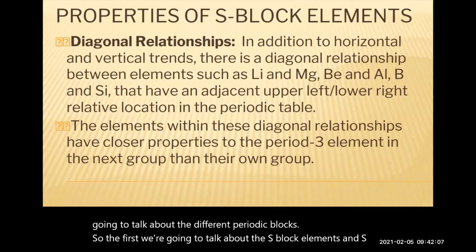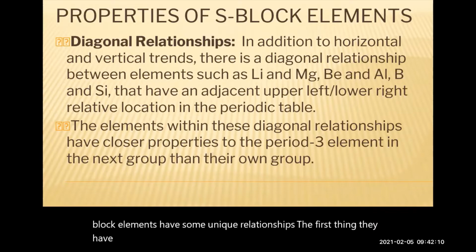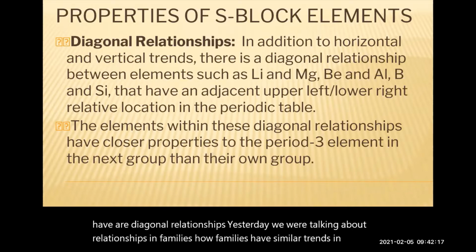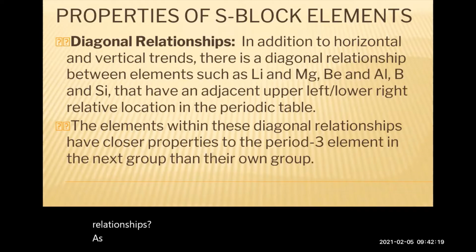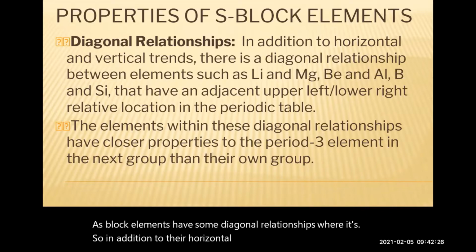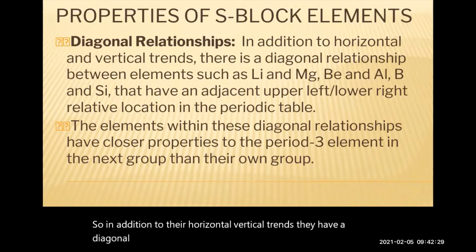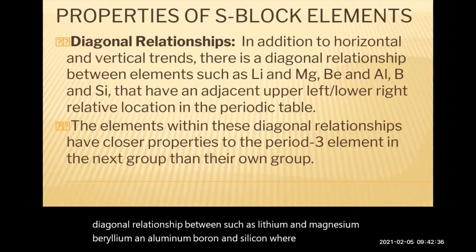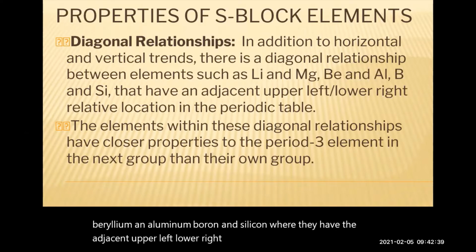The first thing they have are diagonal relationships. Yesterday we were talking about relationships in families, how families have similar trends in relationships. S block elements have some diagonal relationships, so in addition to their horizontal and vertical trends, they have a diagonal relationship between such as lithium and magnesium, beryllium and aluminum, boron and silicon, where they have the adjacent upper left, lower right relative location on the periodic table. I'm going to show you what they look like in a minute.